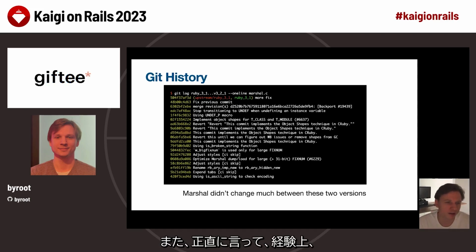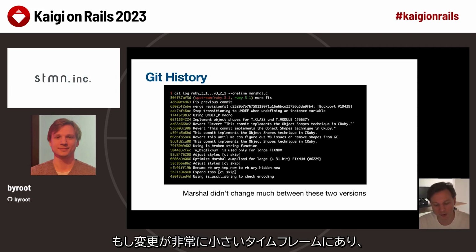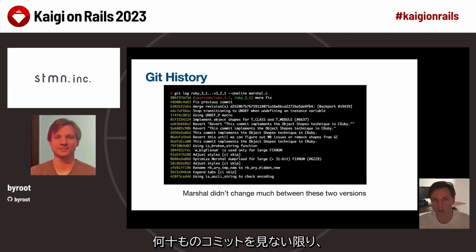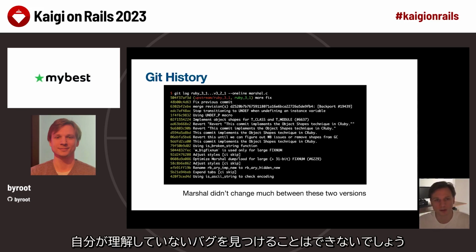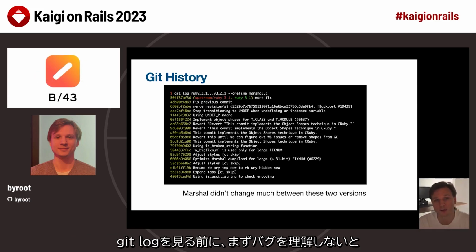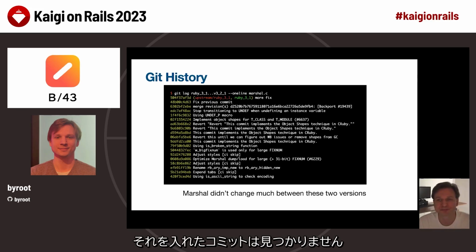And to be honest, from experience, looking at the Git log is always a desperate move. Unless you know that the change happened in a very small time frame and you're looking at a dozen commits or so, you're never going to find a bug you don't understand yet by looking at the Git log. You first need to understand the bug, and then you can find what introduced it in the Git log.